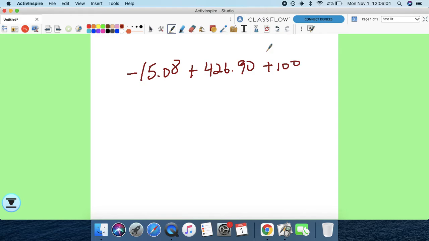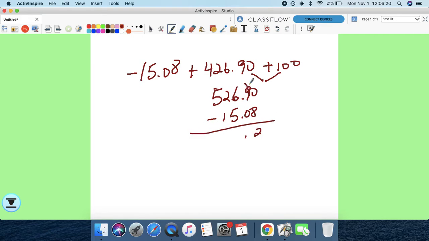So we can see that these two is 526.90, and we subtract that, right? Let's see how much he has in the bank account, which is, let's see, that's a 2. It's going to be an 8. It's going to be a 1. 1. Still has $511.82.